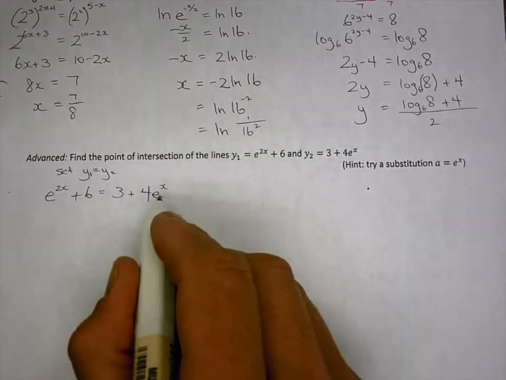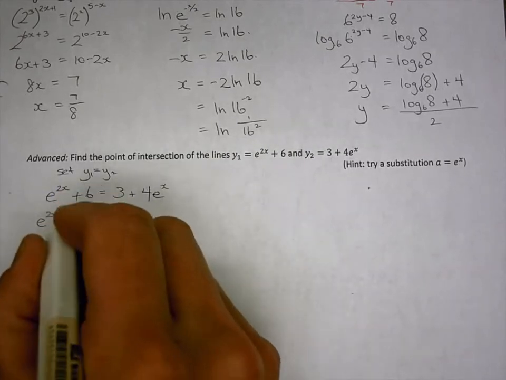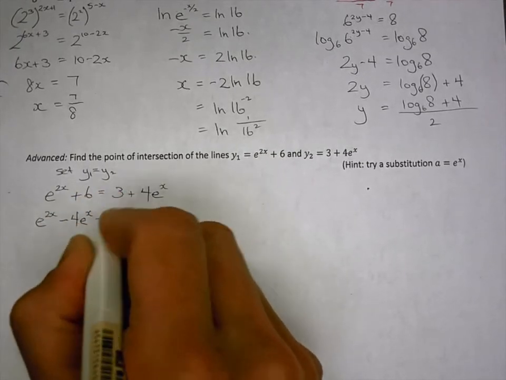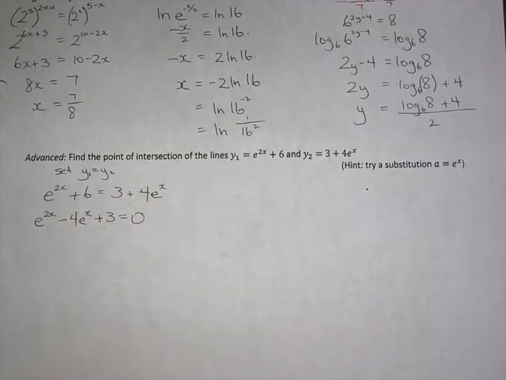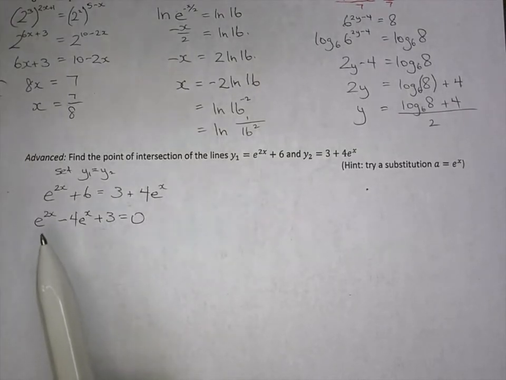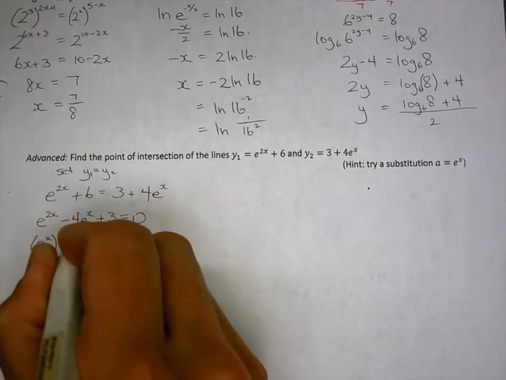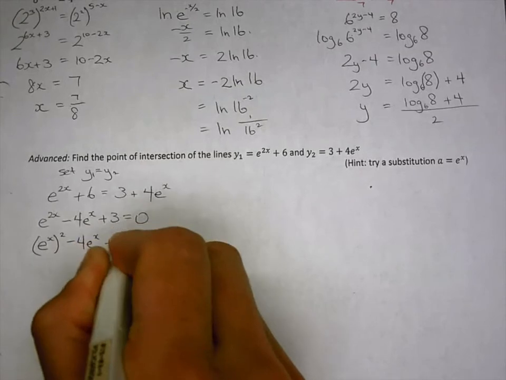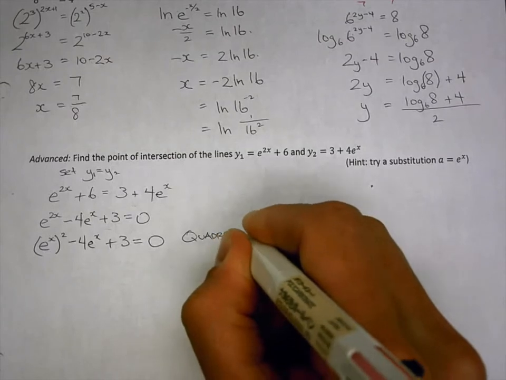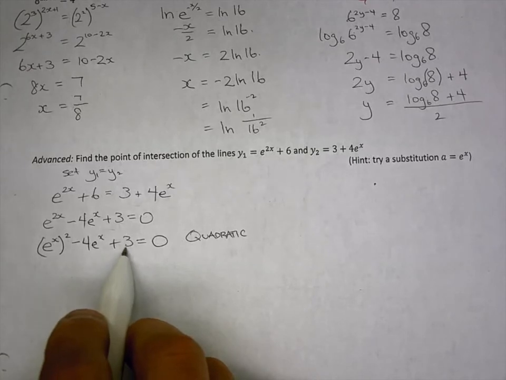Okay, let me try bringing everything together so I have it on the same side. So I have e to the 2x minus 4 e to the x plus 3 equals 0. Now, I don't know if you see it, but this is actually a quadratic. Maybe if I rewrite it like this, (e to the x) squared minus 4e to the x plus 3 is equal to 0. This is a quadratic. It's a variable squared. The second term has just the variable. The third term is a constant.